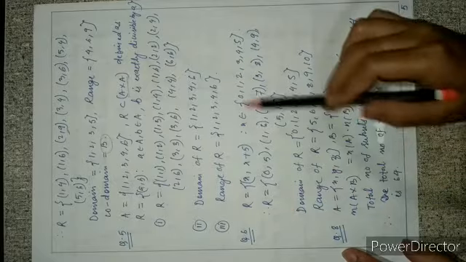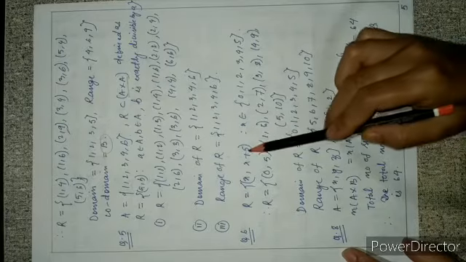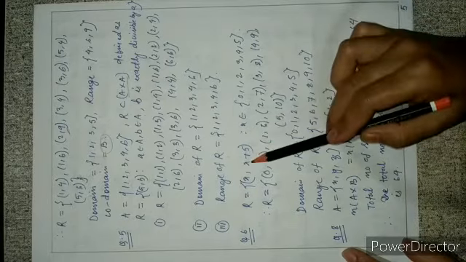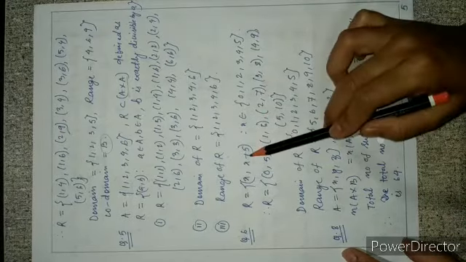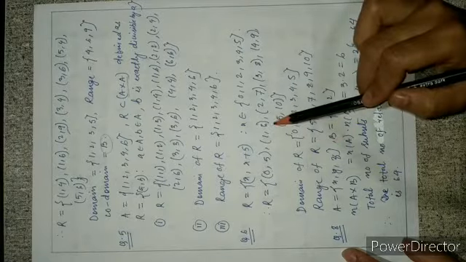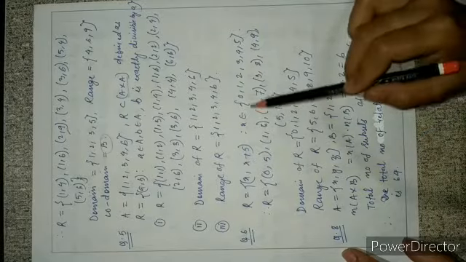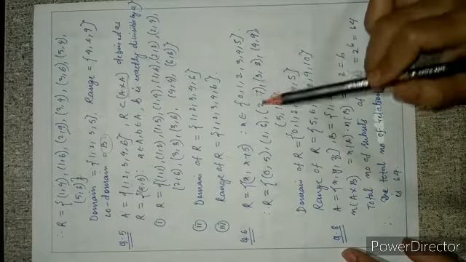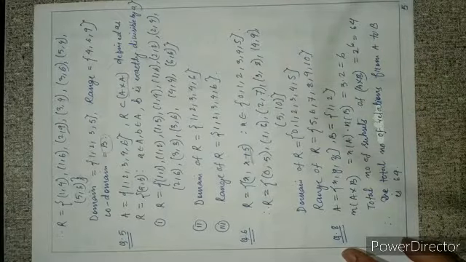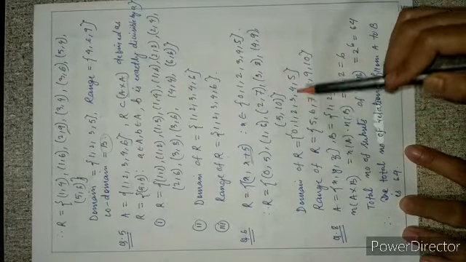In roster method, first put x equal to 0, y will be 5. Then put x equal to 1, y will be 5 plus 1, 6. Put x equal to 2, y will be 7. Put x equal to 3, y will be 8. If x equals 4, y will be 9. And if x equals 5, the value of y is 10. The value of x can be 0, 1, 2, 3, 4 or 5, and the value of y, the second component, is given by the rule x plus 5. So the domain is 0, 1, 2, 3, 4 and 5.